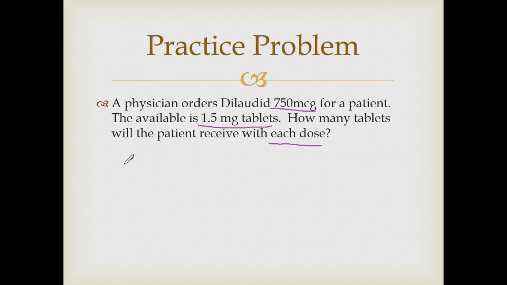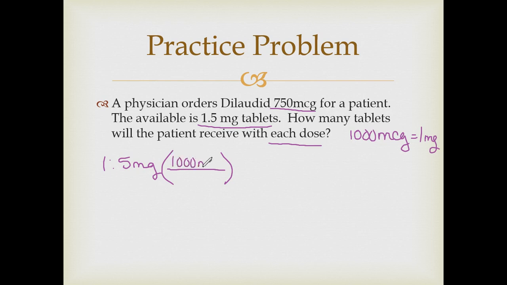Now, because the units do not match, I have to first convert. I'm going to take my 1.5 milligram tablets and convert it to micrograms. So there's 1,000 micrograms for every 1 milligram. So I have 1,000 micrograms for 1 milligram, and that gives me 1,500 micrograms. So this now goes in for my available.